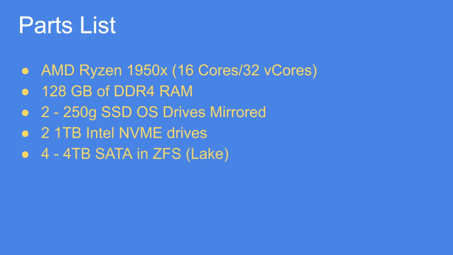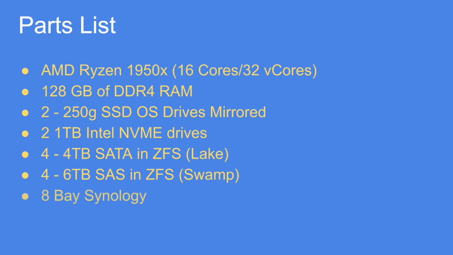Then I've got 4 4-terabyte SATA drives in a ZFS format, and I call this my lake. Then another 4 6-terabyte SAS drives in ZFS. And I call this my swamp. And this is where all my storage happens. And then finally, for backup and some base level file servers, I've got an 8-bay Synology box.